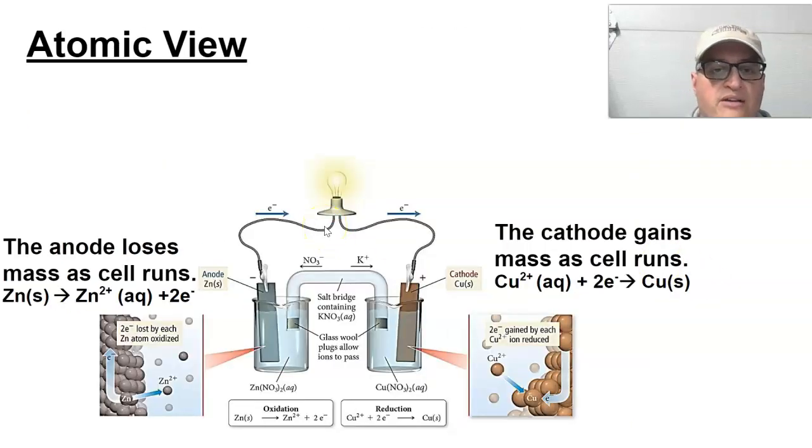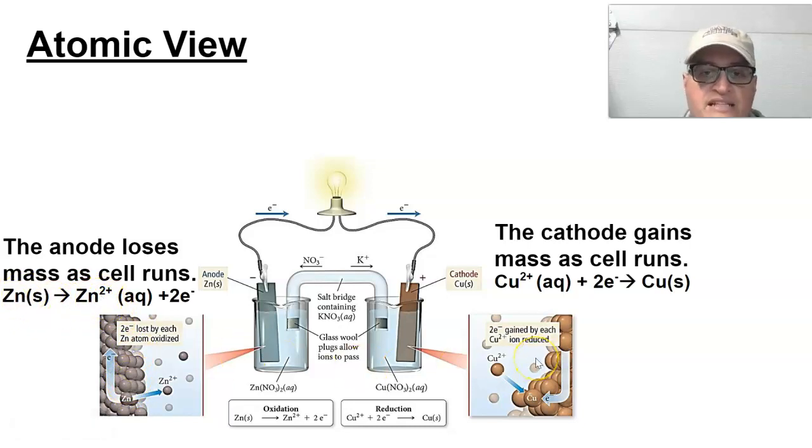A little different atomic view. Again, using zinc and copper. Zinc and copper is like the go-to for these type of things. So, the anode loses mass as the cell runs. The metal electrode has 2 electrons lost by each zinc atom, so zinc atoms become zinc ions. And because they become part of the solution, they're no longer part of the anode. This is where we have oxidation, going from 0 to 2+.